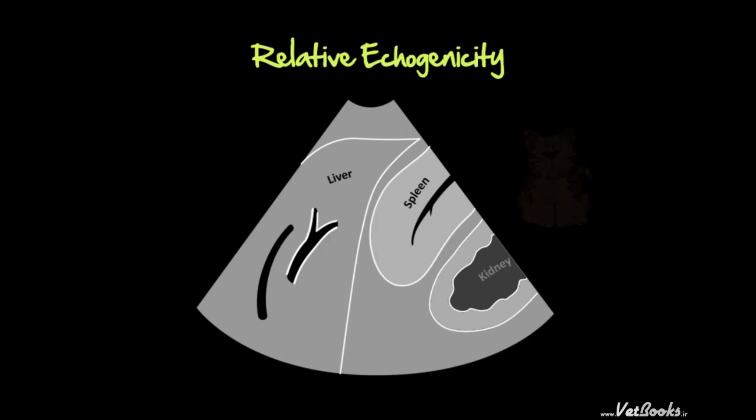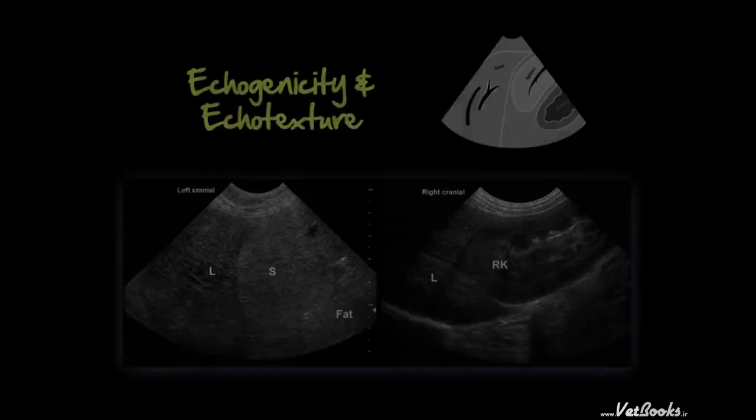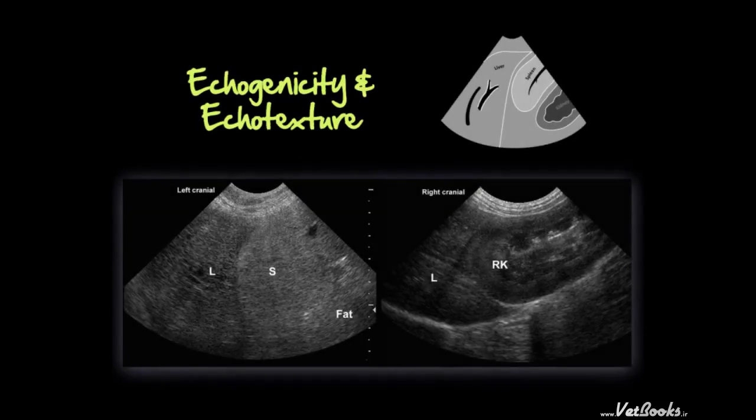Therefore, the echogenicity of the kidneys is not always reliable when it comes to concluding on the echogenicity of the liver. In these two images from a healthy dog, the liver is hypoechoic compared to the spleen and isoechoic compared to the right kidney. Also, the grainy texture, or echotexture, is more pronounced in the liver than in the spleen.